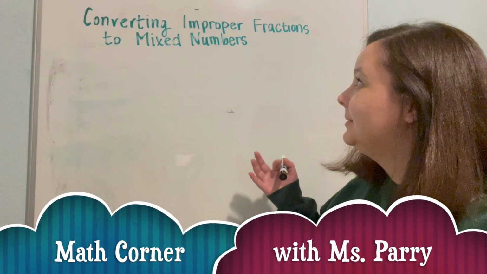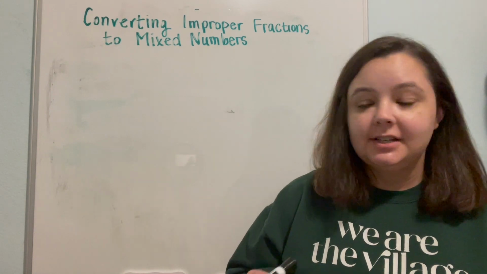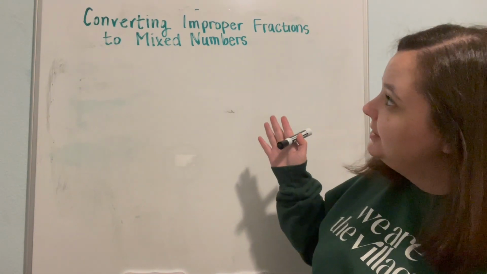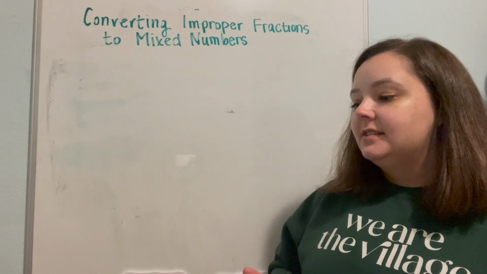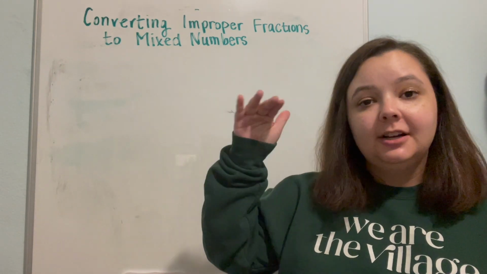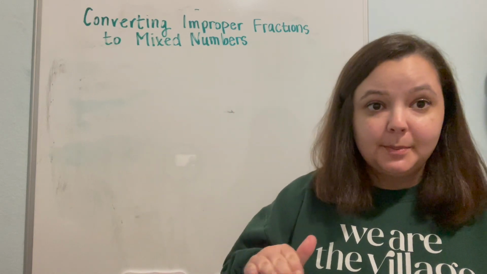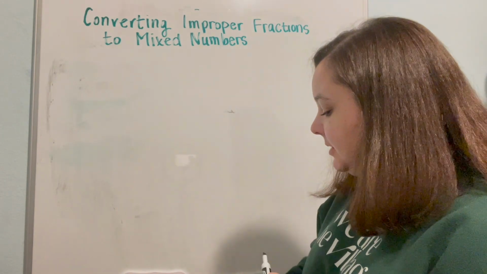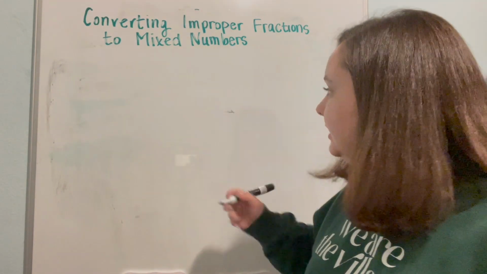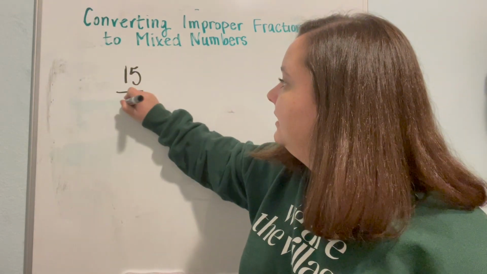All right, so we're going to talk about converting improper fractions to mixed numbers and vice versa. Before we start, let's talk about what an improper fraction is. An improper fraction is a fraction that has a numerator, or the number on top, that is greater than the denominator, or the number on the bottom. The improper fraction we're going to look at is 15 halves.